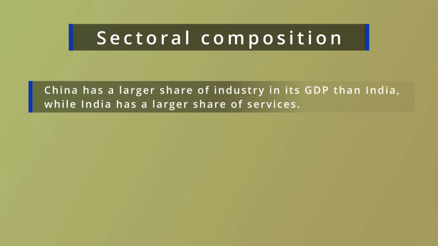Now we come to the other indicator of the economic scenario, which is called sectoral composition. Sectoral composition helps us to understand the relative importance of different sectors, specifically the relative importance of agriculture, industry and service sectors. As regards the sectoral distribution of China, the relative importance of the manufacturing sector is higher compared to that of India. In the case of India, the relative importance of the service sector is higher than that of China.